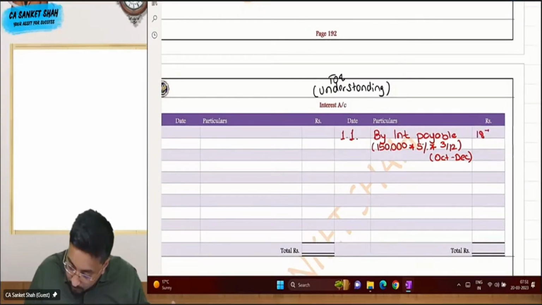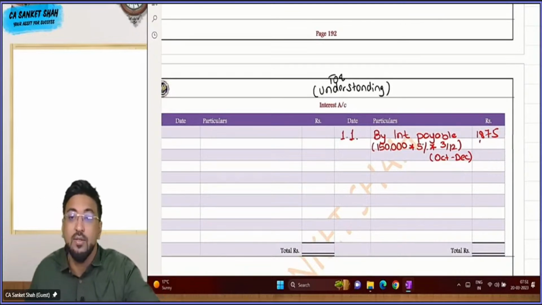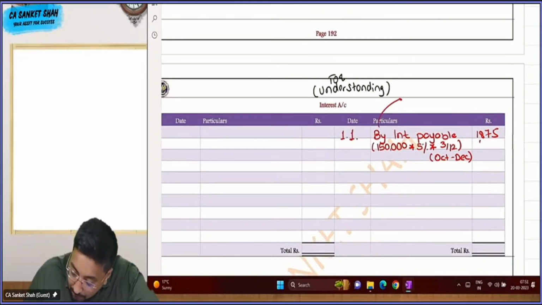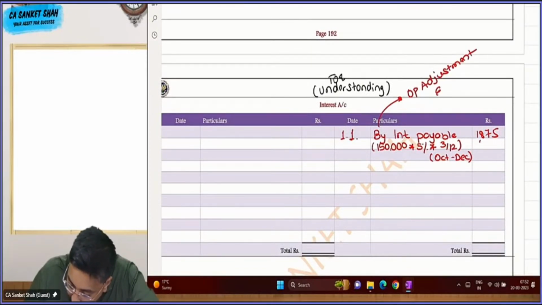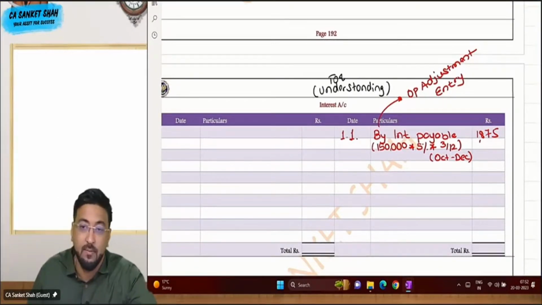1875. October to December is the opening entry. What is called as opening adjustment entry? Red pen. Opening adjustment entry.